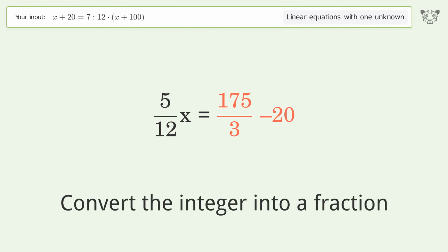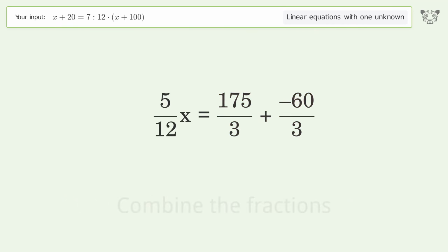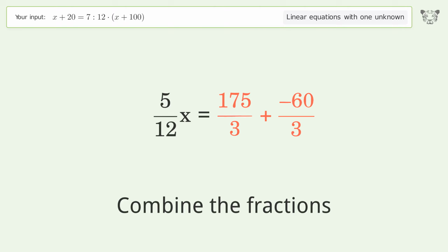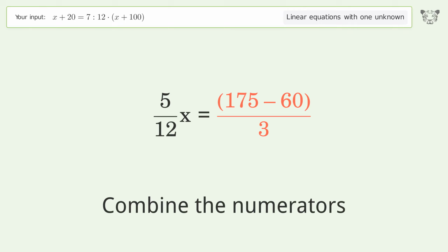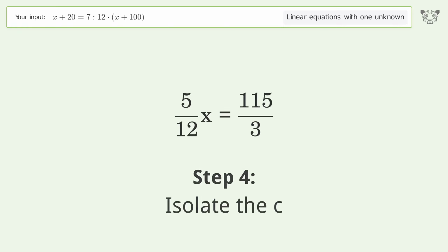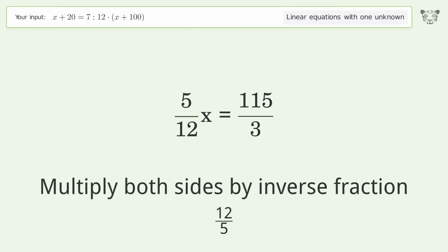Convert the integer into a fraction. Combine the fractions. Combine the numerators. Isolate the x. Multiply both sides by the inverse fraction 12/5.